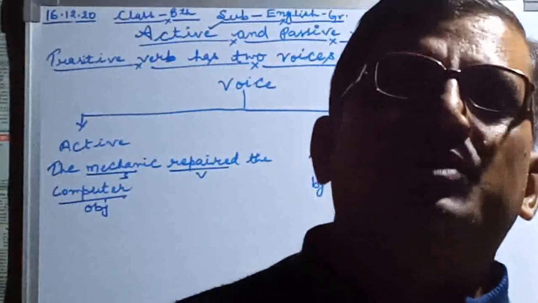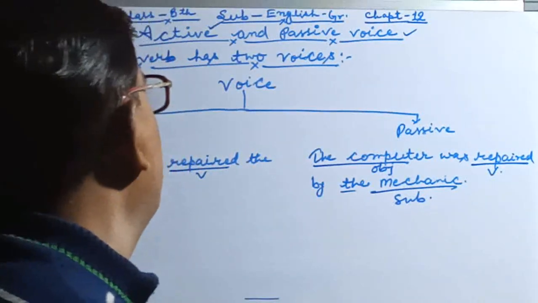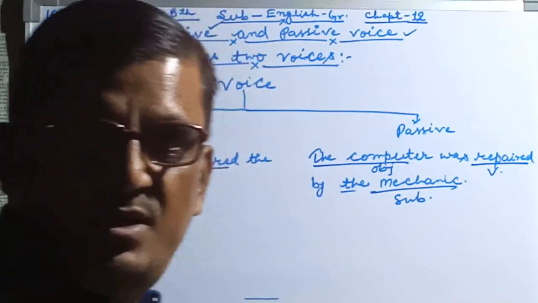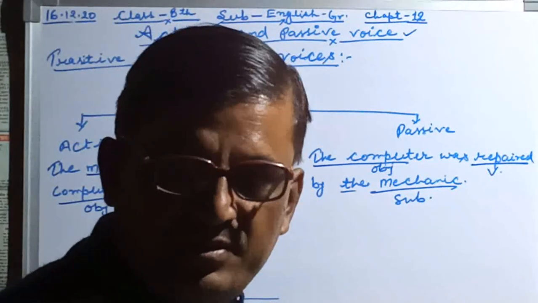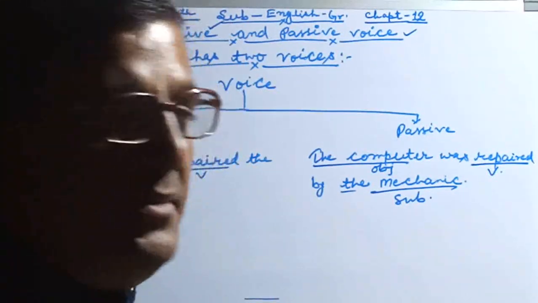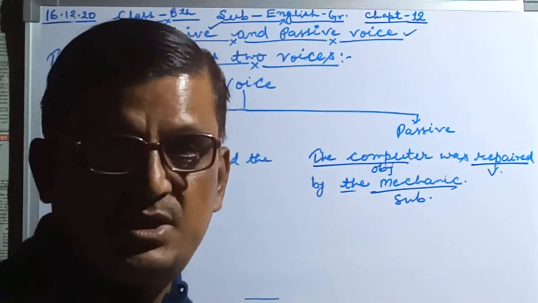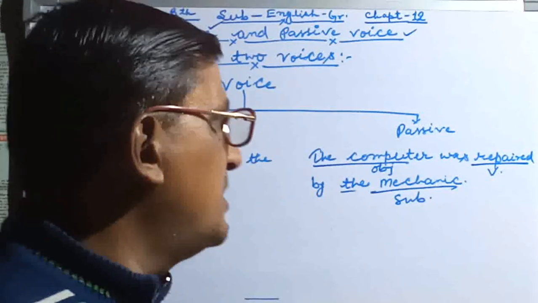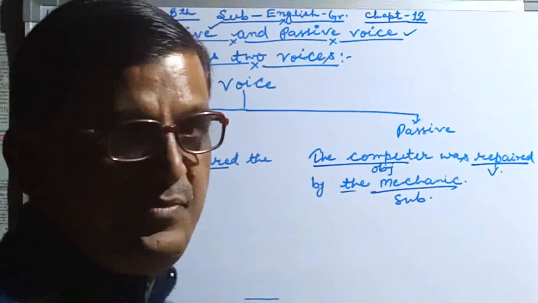Today I am going to take chapter number 12, active and passive voice. In the previous lecture, yesterday, we had discussed chapter number 11, and in it there were exercises, and we have completed these. Here we are getting that there are two voices.